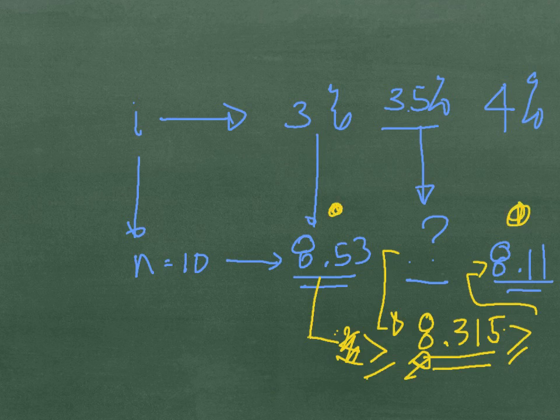So just to check, 8.315 is between 8.53 and 8.11. The direction from this going here is that the values are becoming smaller, and therefore 8.53, then 8.315, and then 8.11 is consistent. Then 8.315 is the correct answer.